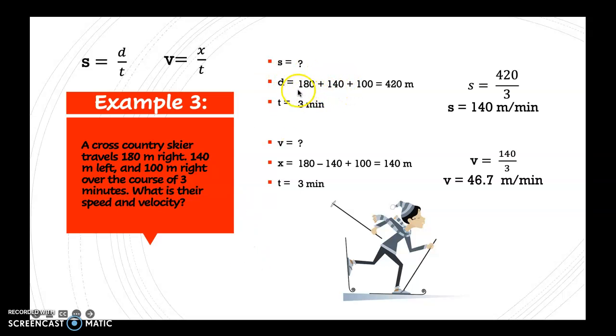All right, you should have had that they traveled a total distance of 420 meters, so that's 180 plus 140 plus 100 over 3 minutes. So they had a speed of 140 meters per minute. However, for their displacement, they went 180 to the right, 140 to the left, so we're going to subtract that value, plus 100 meters to the right. So they have a total displacement, meaning when they stopped moving, they were 140 meters to the right of where they started. So their velocity is actually going to be 46.7 meters per minute.